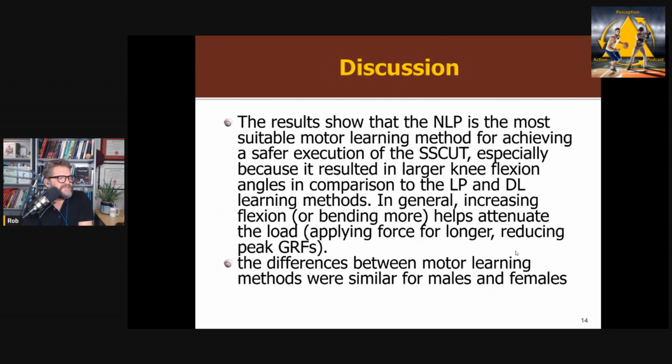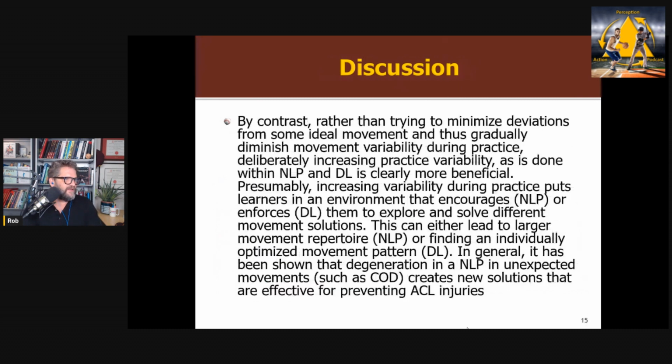Okay. So the results show that nonlinear pedagogy is the most suitable motor learning method for achieving a safer execution of a cutting maneuver, right? Larger knee flexion angles, less forces, so bending more to help attenuate the force, right? Critically, they never actually practiced this. No one told them that you have to bend more. They just created constraints and kind of pushed them in this direction. The methods worked equally well for both males and females, so there was no gender difference at all.